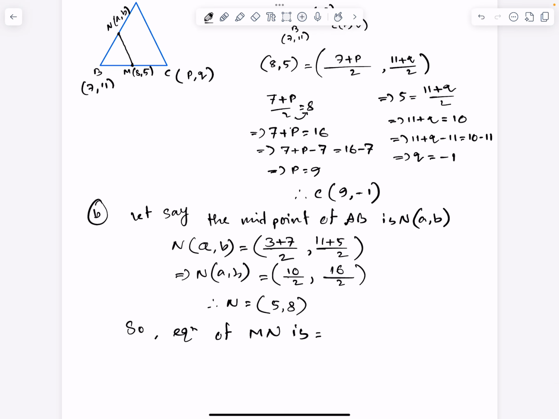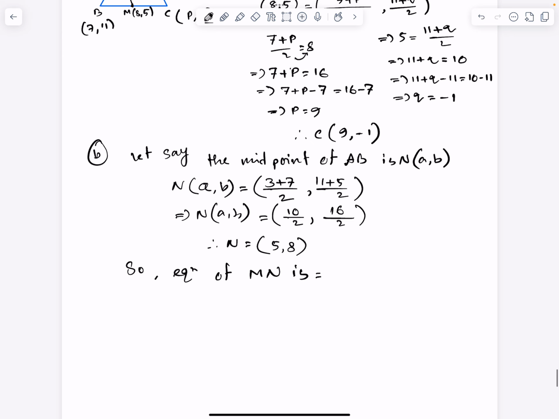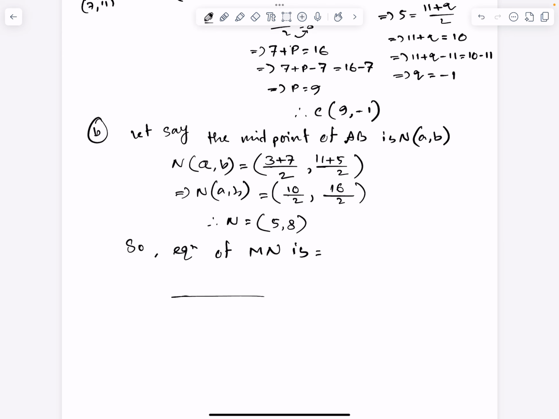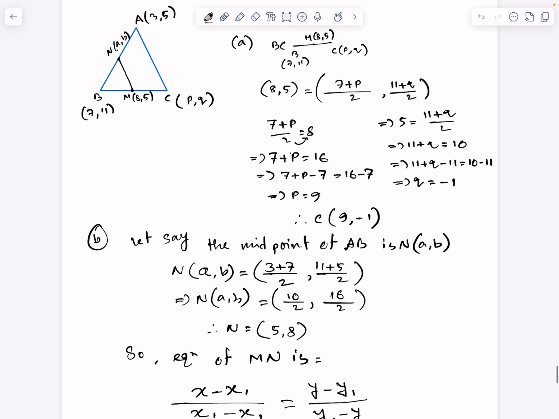So for 2 points, we have a particular formula for finding the equation. What's the formula here? (x minus x1) divided by (x1 minus x2) is equal to (y minus y1) divided by (y1 minus y2). So you already know which one is x1 and which one is x2, which one is y1 and which one is y2. How many points do we have?